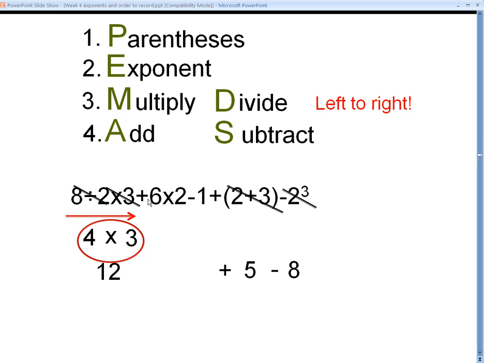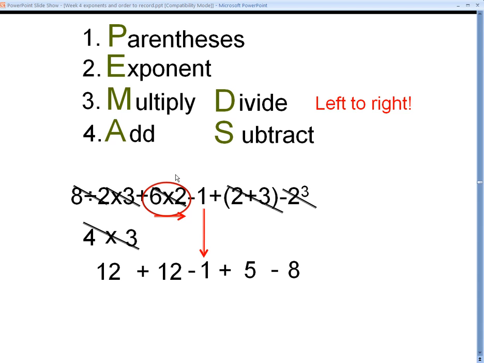I have a plus there, and that's going to just stay the same because I haven't moved on to step 4 yet. So I'm going to just write that down where it is. But then I see here that I have another multiply. So I'm going to do that multiply. 6 times 2 is 12. That writes down. And then I see I have a subtract 1, and so I'm going to write that down too.